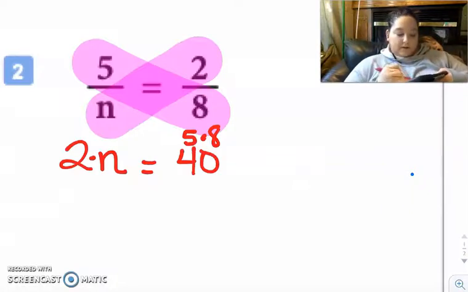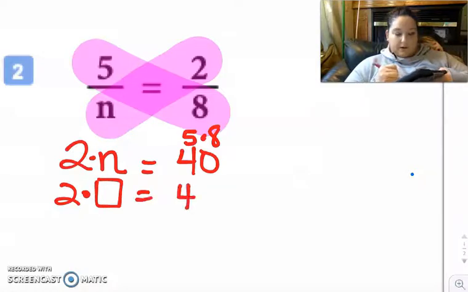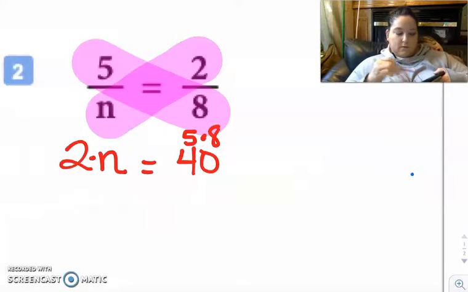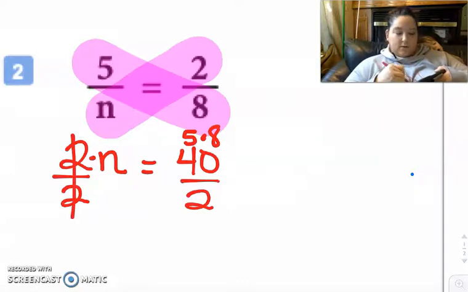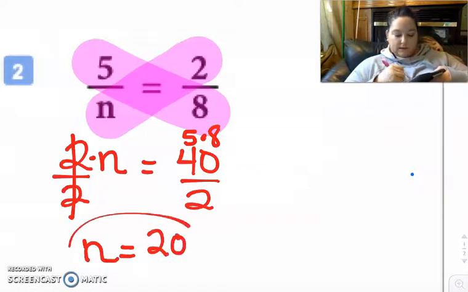So I have to think, this is the same as 2 times what number equals 40? Okay, so even though there's a letter in there and it looks like algebra, it's the same type of problem. So the opposite of times 2 is divide by 2, so I'll divide by 2 on both sides. 2 divided by 2 is 1, so I'd have just 1n left over. And 40 divided by 2 is 20.